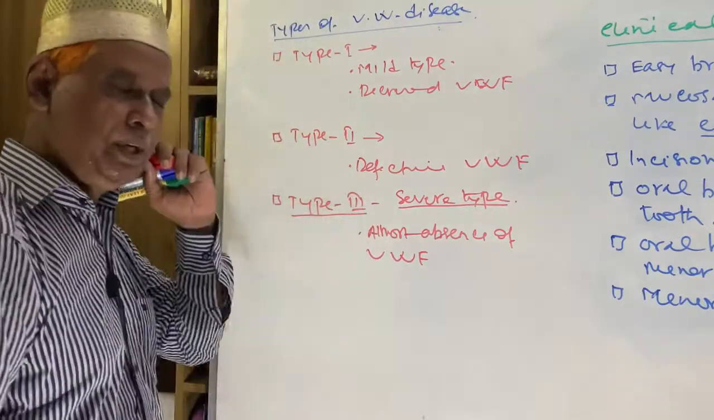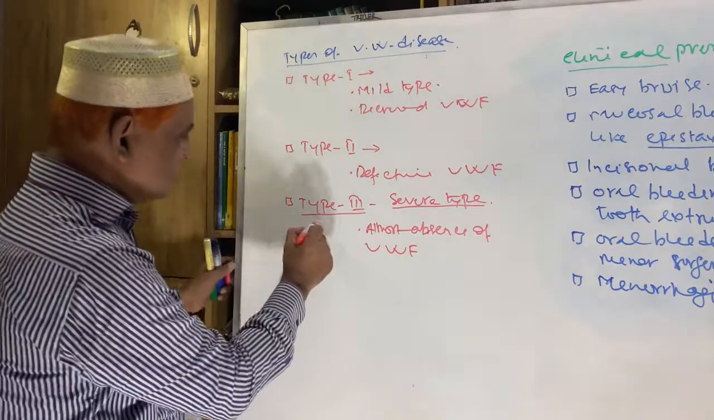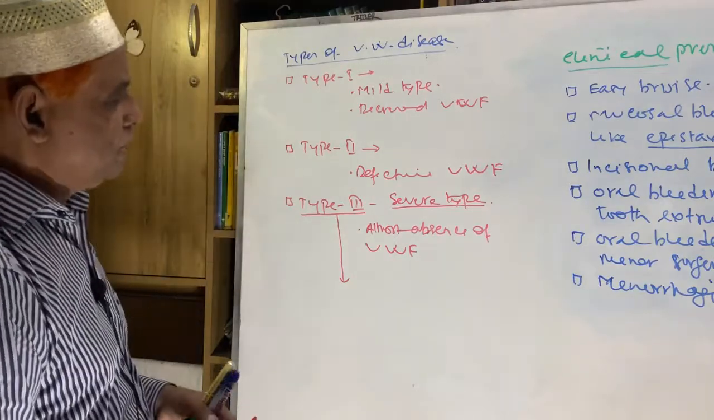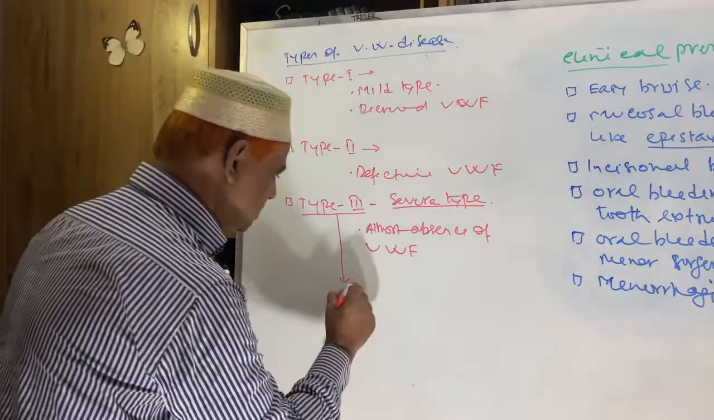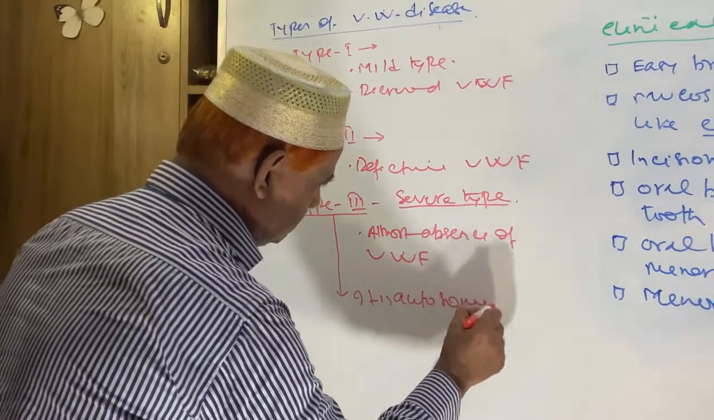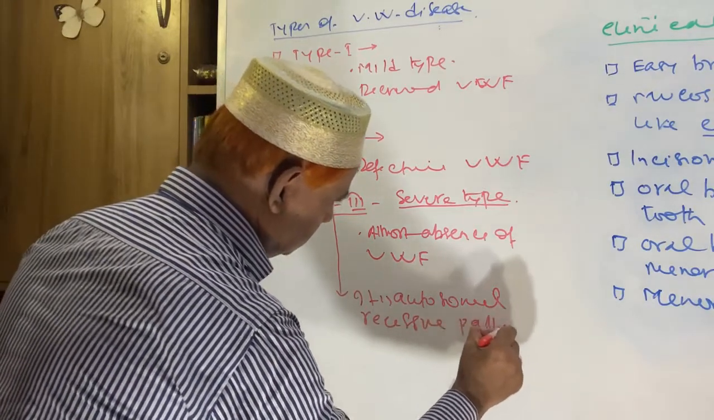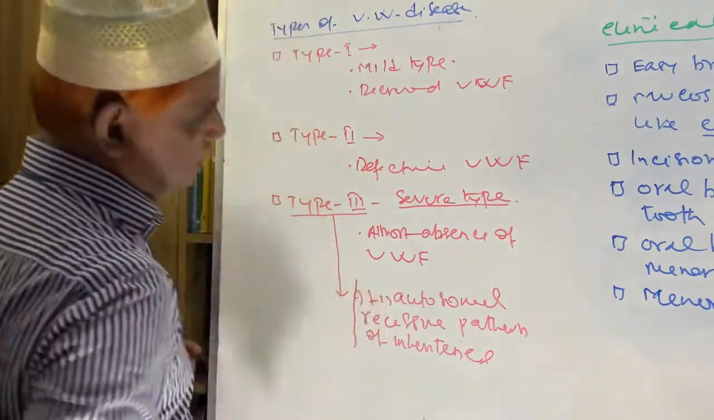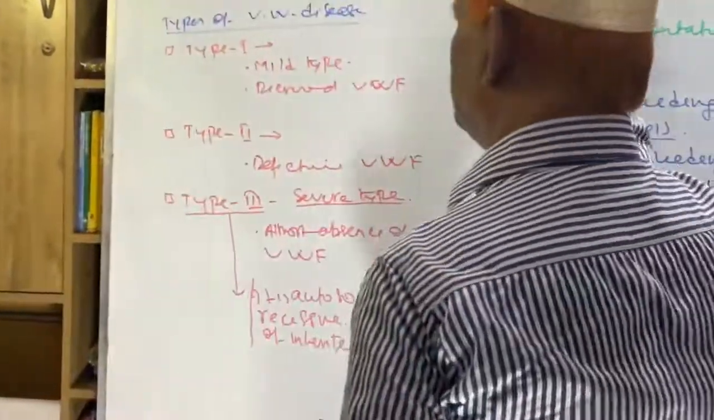Dear audience, I have told you it is autosomal dominant pattern of inheritance of inherited diseases, but type 3, where there is almost complete or complete absence of von Willebrand factor, it is autosomal recessive pattern of inheritance. This is all about the types.